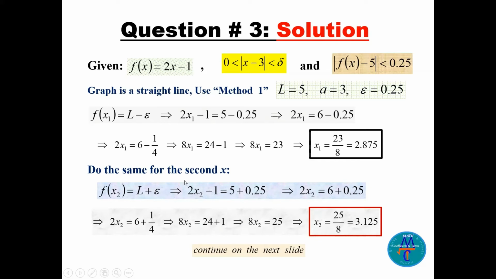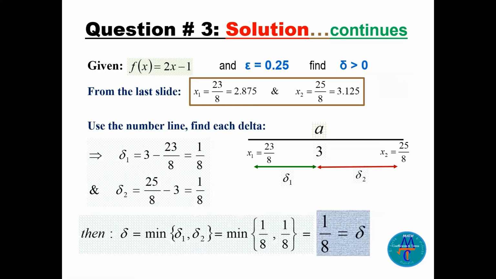Do the same for the second x. We have f of x2 is equal to L plus epsilon. 2x2 minus 1 is equal to 5 plus 0.25. You do the same until you get x2, 25/8, which is 3.125. So we found x1 and x2 from the function.